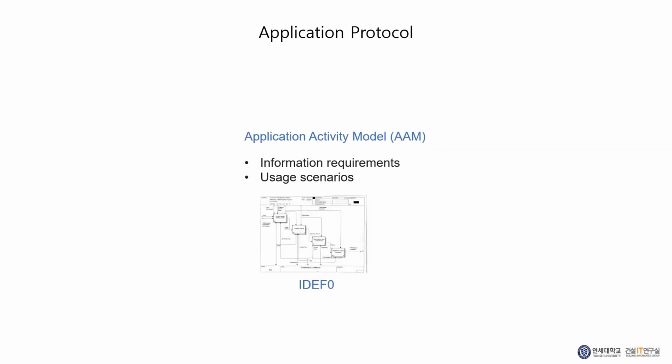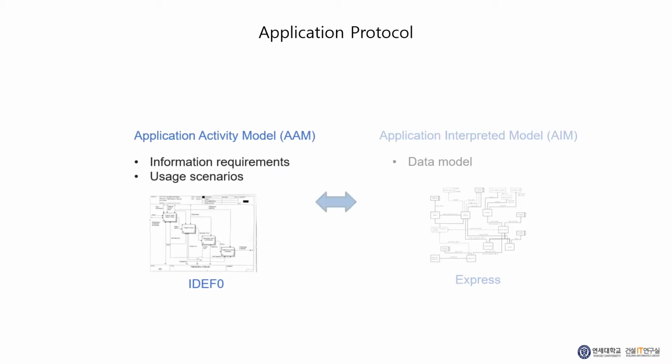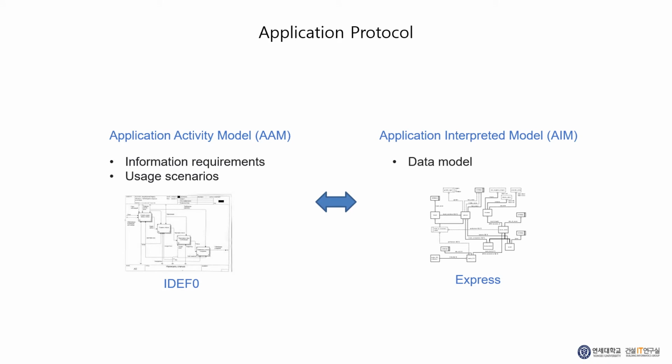ISO STEP defines a process to develop an application protocol in a very specific way. The first step is to define the application activity model, AAM. AAM includes information requirements and usage scenarios. The usage scenario is defined using IDEF0, which is a use case modeling notation. The next step is to define the application interpreted model, AIM. AIM is the final data model, and it's defined using EXPRESS.